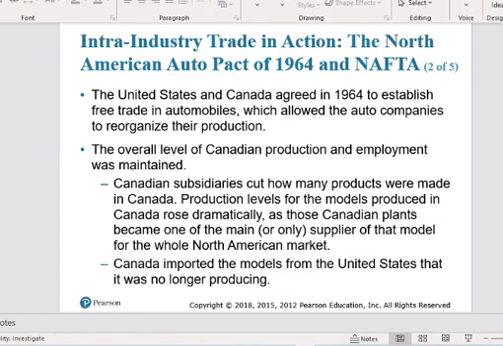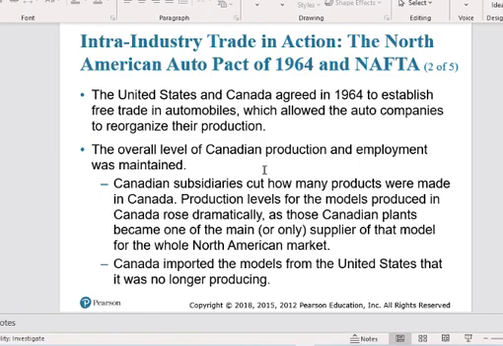Okay, and something changed in 1964. The US and Canada agreed to establish free trade in automobiles. You know that there's the North American Trade Agreement, right? Before the North American Trade Agreement, they were moving little by little, and they did it for automobiles in 1964. So that was one step ahead, which allowed the automakers to reorganize their production. The overall level of Canadian production and employment was maintained.